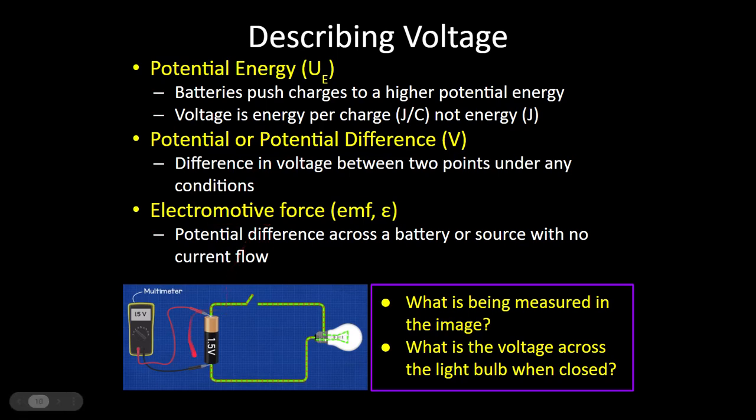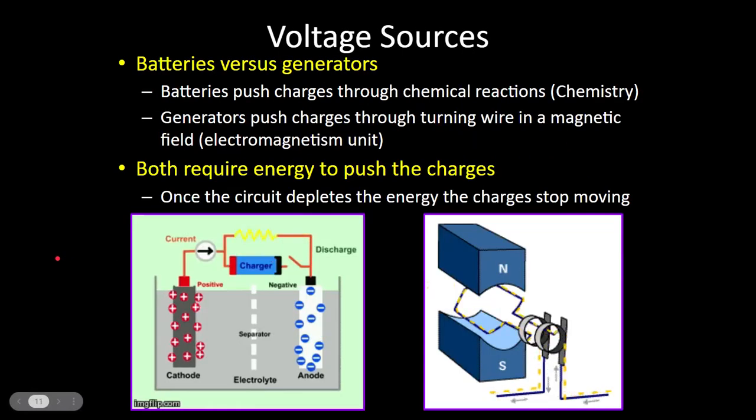They would be referring to the EMF of that battery. I'm not going to be that picky about it, but just so it's in the back of your head. What is the voltage across the light bulb when closed? Well, if this is 1.5 volts and this is just a straightforward circuit, this light bulb is also going to get 1.5 volts. So it starts at a positive 1.5 and then it's got to end up at 0 by the time it gets back. So this thing has to take all the voltage, and we'll talk more about that.